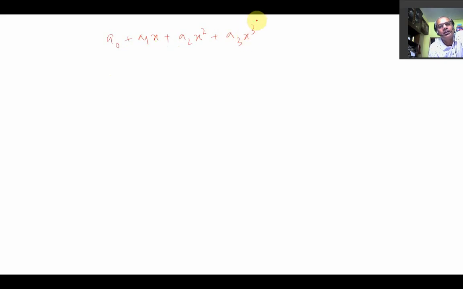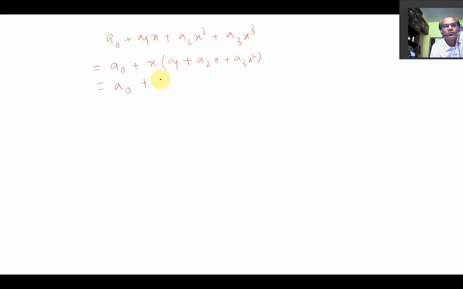You have to find out x square first, then x square into x, that is 2 multiplications already, right? Those results can be stored, so these are already there: 2 here, and here 1, 2 and 3. So how many in total? 5. But there is one other nice technique. A0 plus, take a common x, a1 plus a2x plus a3x square. Now you do this.